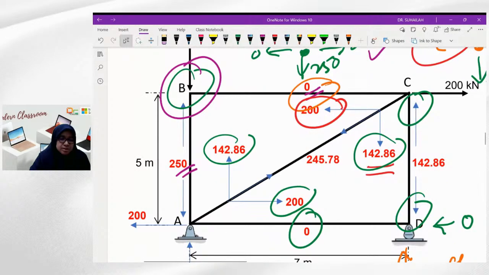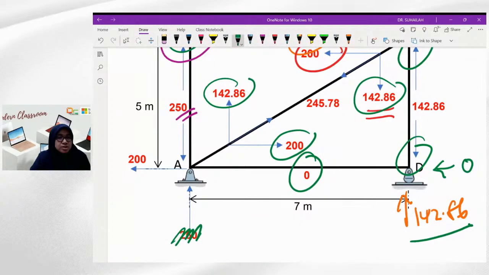Okay, so this one is not 250. That's the difference between 250 and 142.86. I forgot to calculate. It is 250 minus 142.86. I made this error because I copied and forgot to change the value.